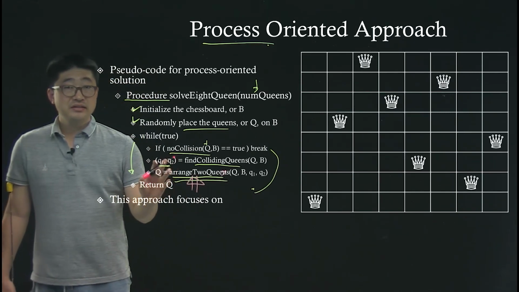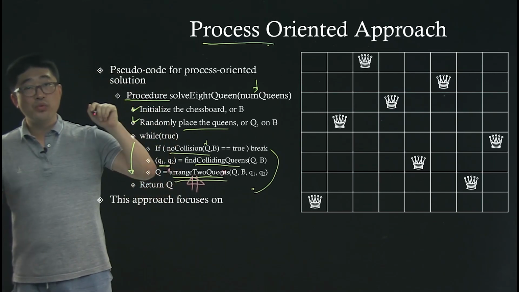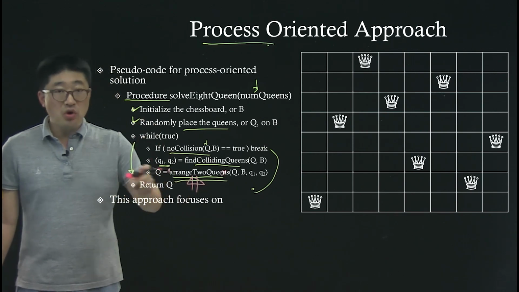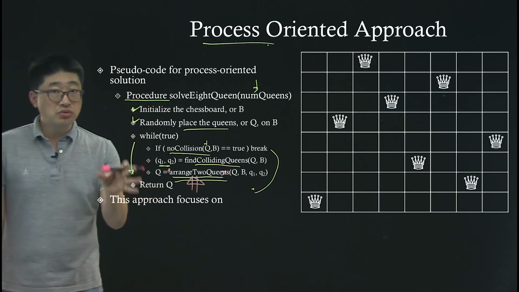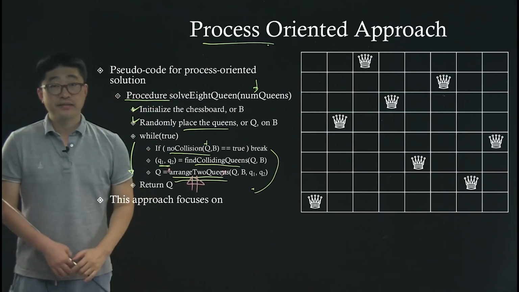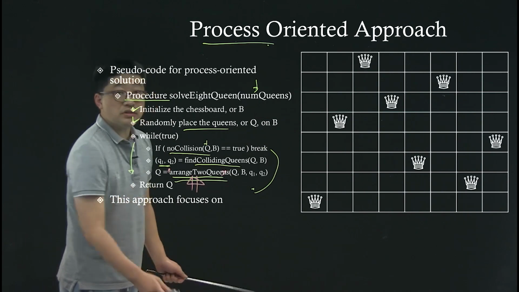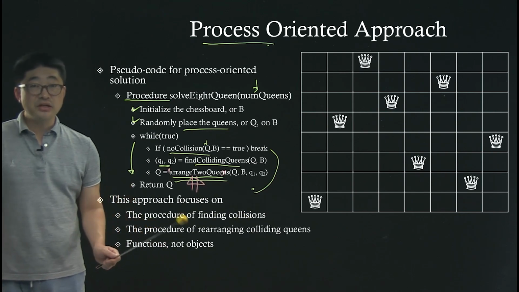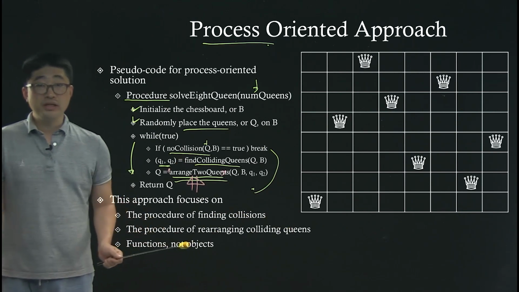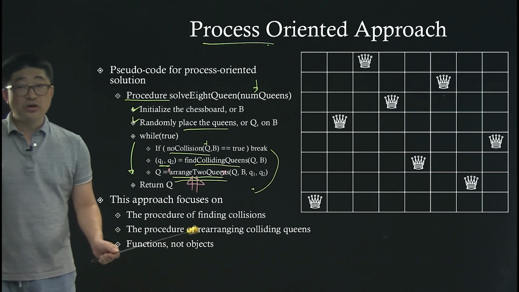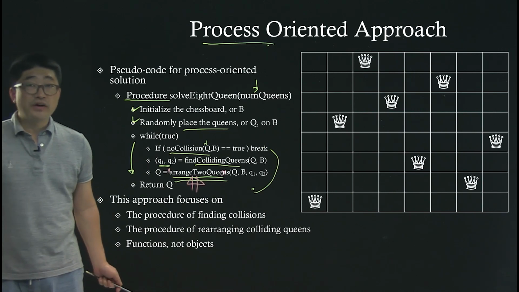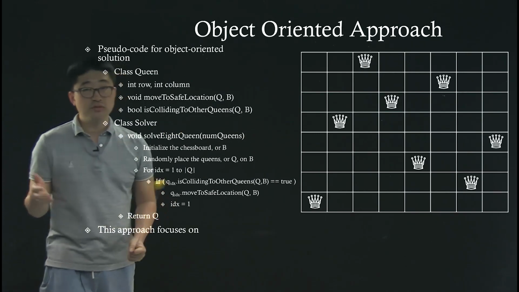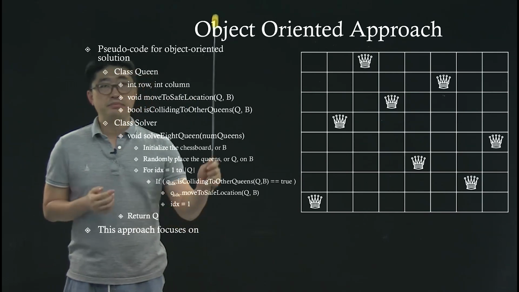Having said that, this is one way of procedure coding, which iterates over and over again, and there is absolutely no class structure in it. This approach focuses on the procedure of finding collisions and the procedure of arranging colliding queens, and these are not objects, rather a composition of functions. Then how do we code the N-Queens solution from the object-oriented perspective?